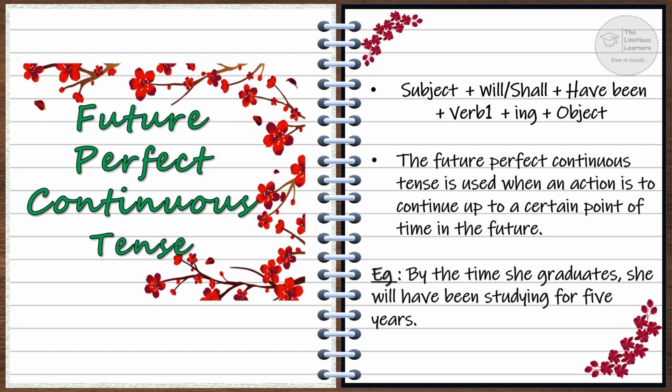Finally, the future perfect continuous tense. Subject plus will, shall plus have been plus verb 1 plus ing plus object. The future perfect continuous tense is used when an action is to continue up to a certain point of time in the future. Example: by the time she graduates, she will have been studying for 5 years.